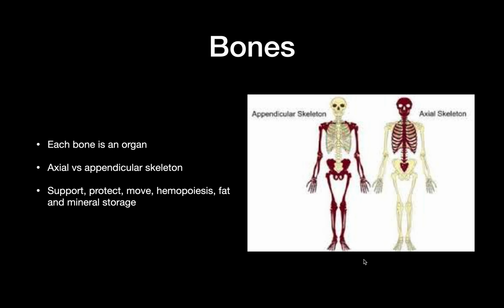Back today we'll be covering bones. Each bone is an organ, and the axial skeleton is your skull and your thoracic skeleton. This also includes the hyoid. Your appendicular skeleton is your limbs and your shoulder and your pelvic girdle.